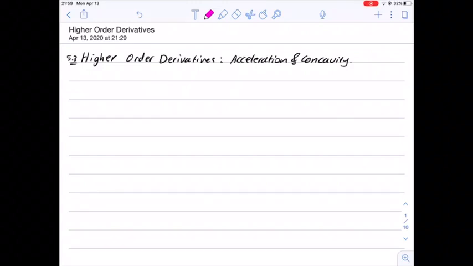In this lecture, we discuss higher order derivatives and we focus on acceleration and concavity. So what do we mean by higher order derivatives? We know that if we are given a function f of x, then we can find the derivative of this function. It's denoted as f prime of x, or in different notation, df over dx. This is called Leibniz notation.